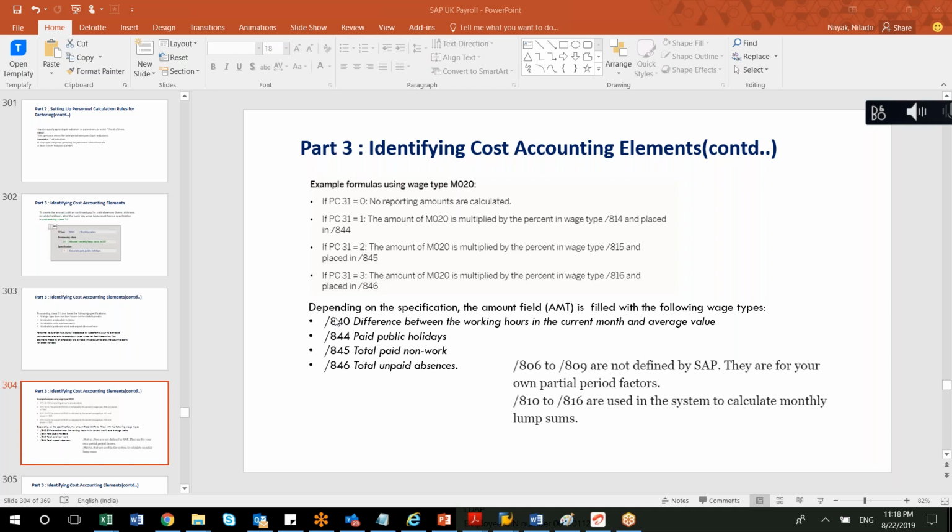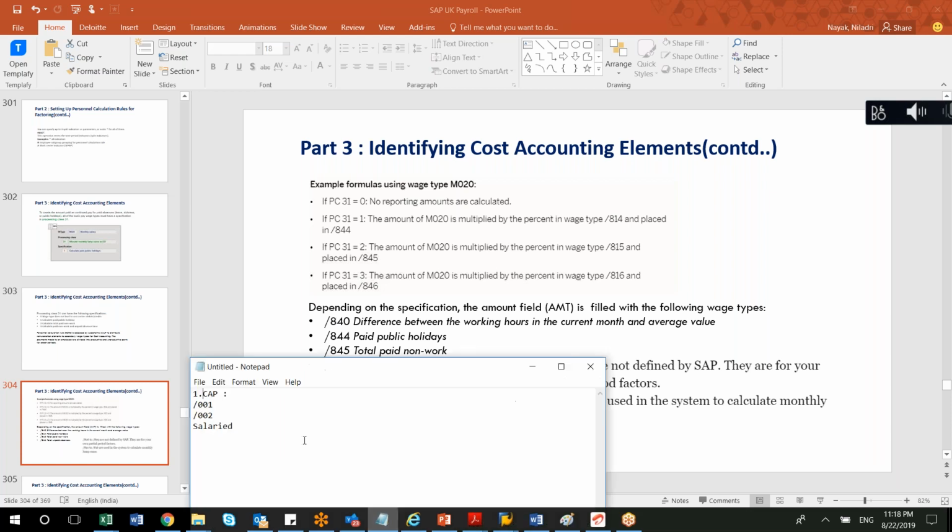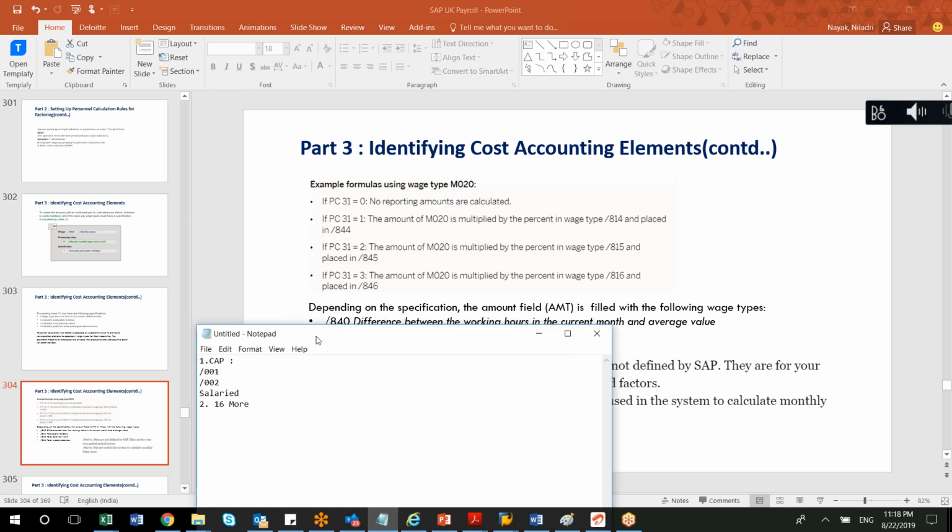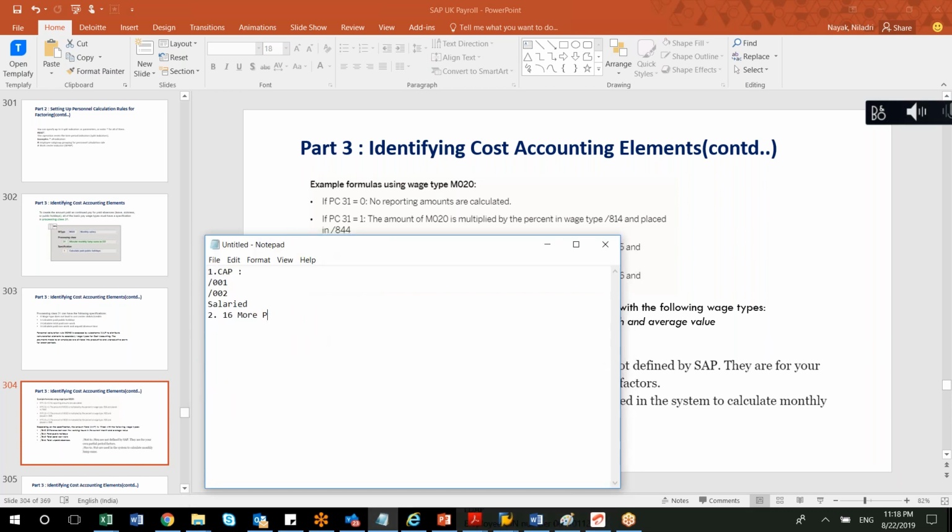Okay, but this is also a good question you have asked, but I will check why it is 16, why not more. I will check if I'm finding some satisfactory answer, then I will get back to you. 16 for 16 period factors.